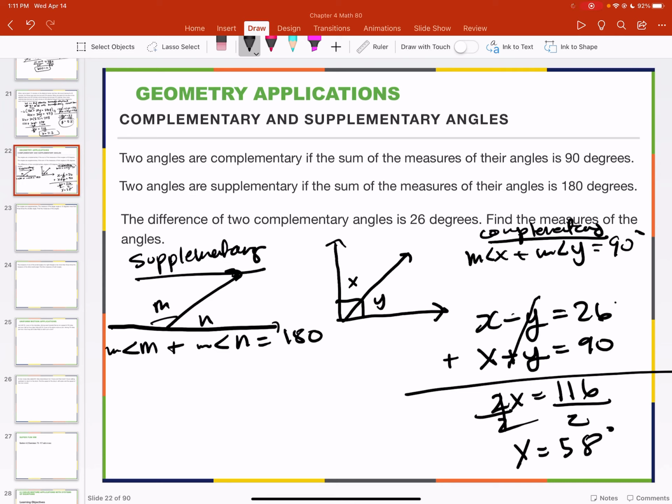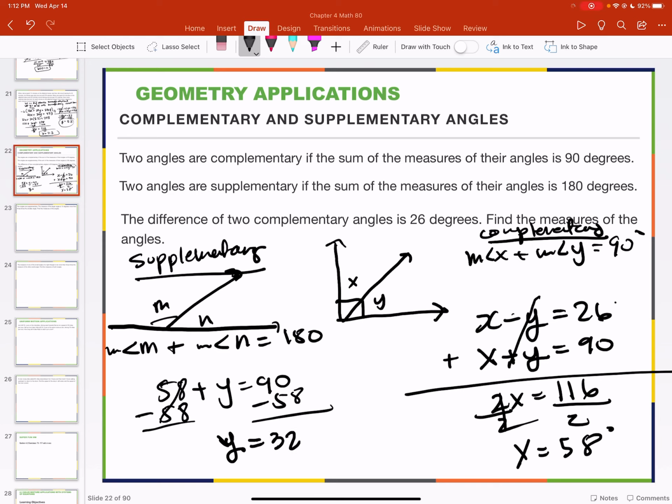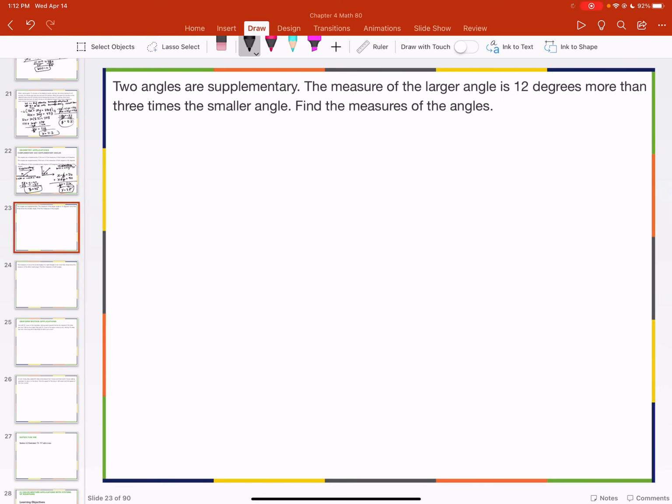Okay, then the other angle would be y. So x plus y is 90. So 58 plus y is equal to 90. Just subtract 58 from 90. And the other angle measures 32 degrees. Okay, so those are your two measurements. Alrighty. Supplementary, what if you have two supplementary angles?